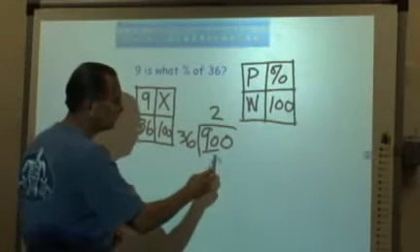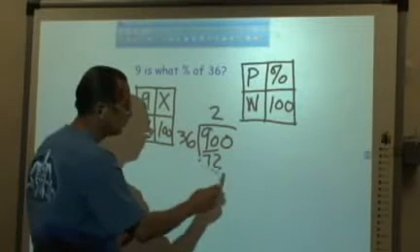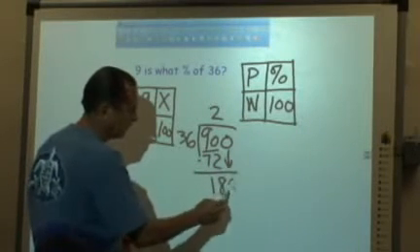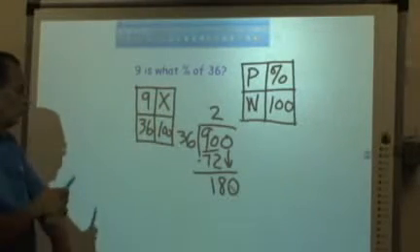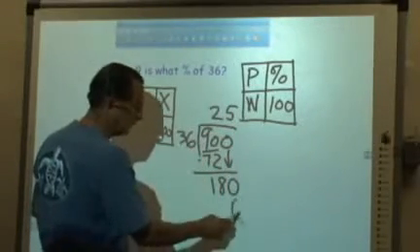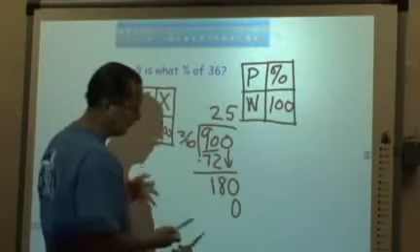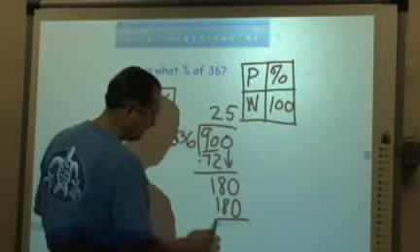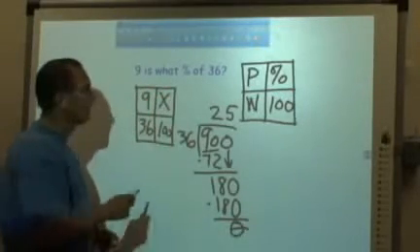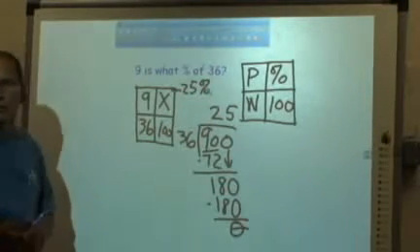2 times 6 is 12. I'll put down the 2, carry 1. 2 times 3 is 6 plus 1, 72. Subtract that. I know it's going to end up being 18. And then I'm going to bring down that 0. Now, 36 into 180. I'm thinking about 5 times. 5 times 6 is 30. Put down the 0. Carry 3. 5 times 3 is 15, plus 3 is 18. Subtract, and I have nothing left over. There it is. 9 is what percent of 36? 9 is 25% of 36.